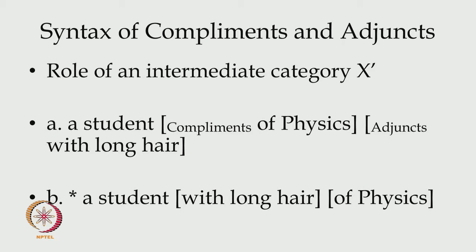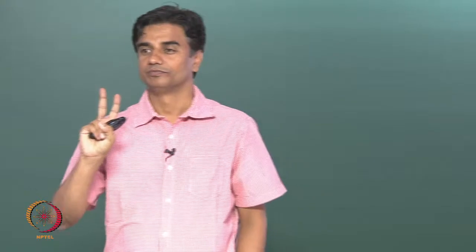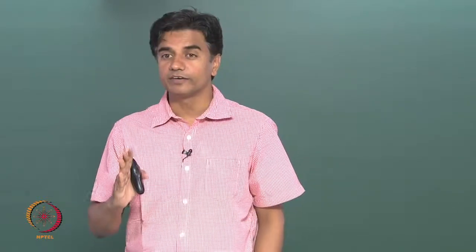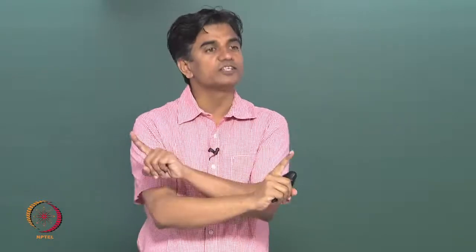How does the syntax work for these things? Syntactically speaking, these are the things that you can say. When we have both a complement and an adjunct, a complement is always going to precede the adjunct. Okay? You have just seen the phrase, student of physics with long hair. Of physics is a complement because if you reverse the order of the two, the whole phrase is going to be ungrammatical. We cannot say a student with long hair of physics. Can we?